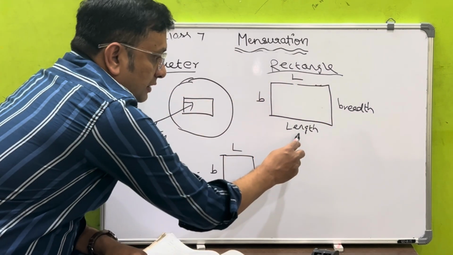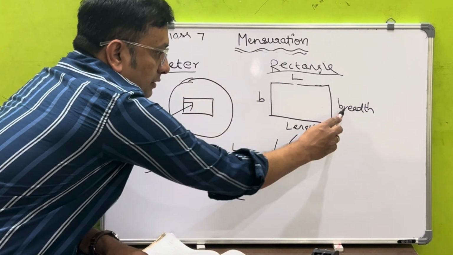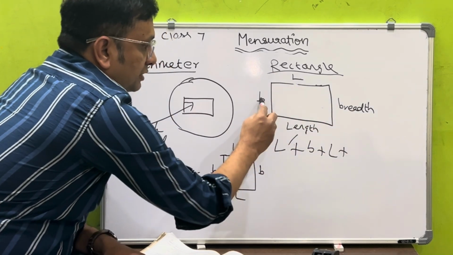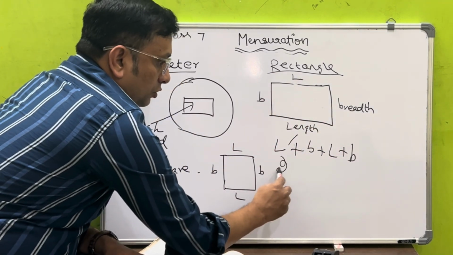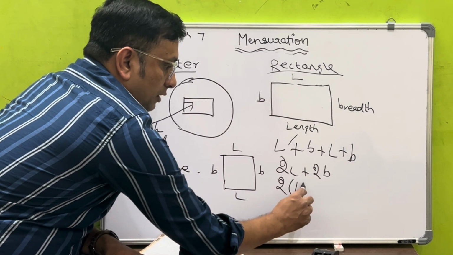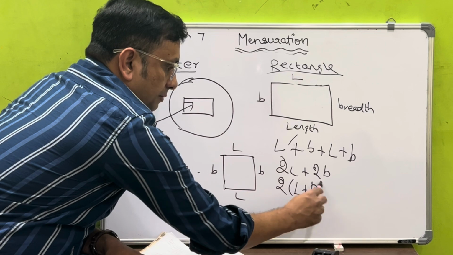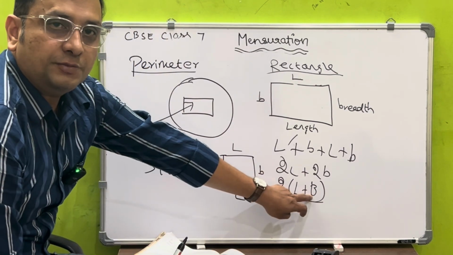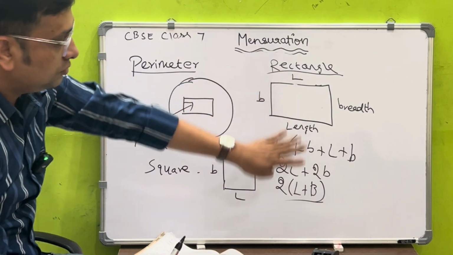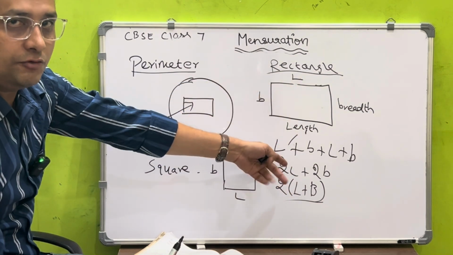So how to find the perimeter of this is nothing but simply adding the lengths. Here this is one length plus this breadth plus again this length plus again this breadth. So that is 2L plus 2 breadth. If you take the 2 common, you will get 2 into L plus B. This is the formula to find the perimeter of a rectangle. So just remember this when solving the problem, it will be useful.